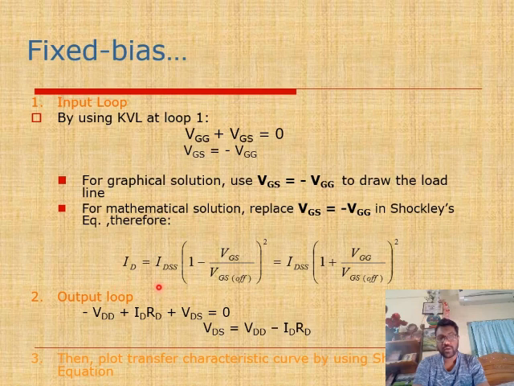And this type of KVL equation formation has also been done in BJT. When we learned BJT, we also did the same thing. So here we are doing the same thing. So our main target is to find the KVL equation for the input circuit and the KVL equation for the output circuit.